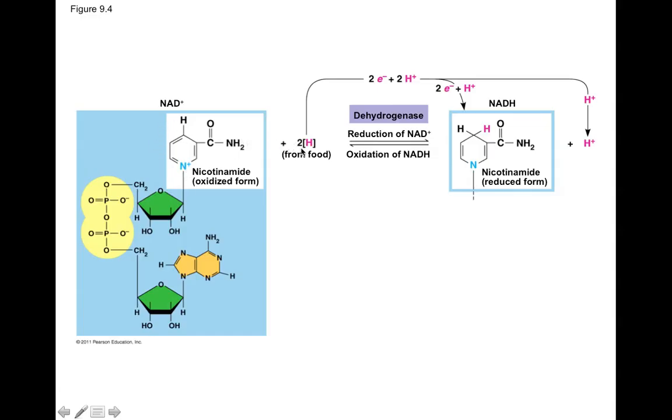And then we take 2 hydrogen atoms, 2 complete hydrogen atoms, proton plus electron. 2 of those electrons are going to reduce that nitrogen. 1 of the protons is going to glom on to that nicotinamide portion, and then the other proton is just going to be free. Okay, so we've got nicotinamide in the reduced form, which is NADH, and in the oxidized form, which is NAD+.